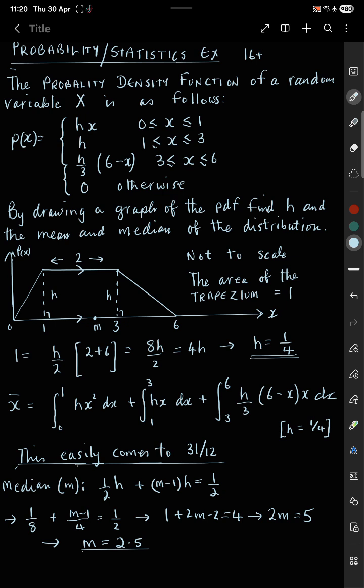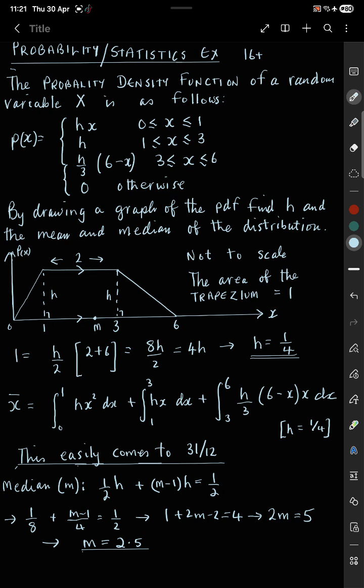Now, to find the mean, we just need to work out the following integrals. The integral between 0 and 1 of hx times x, which is hx squared, and then the integral between 1 and 3 of h times x, and then the integral between 3 and 6 of h over 3 times (6 minus x) times x, where h is equal to 1/4.